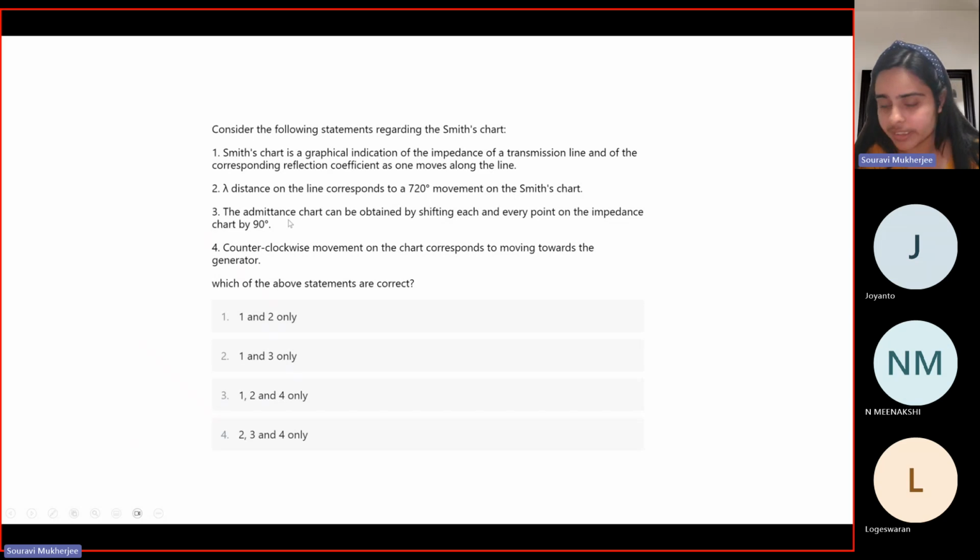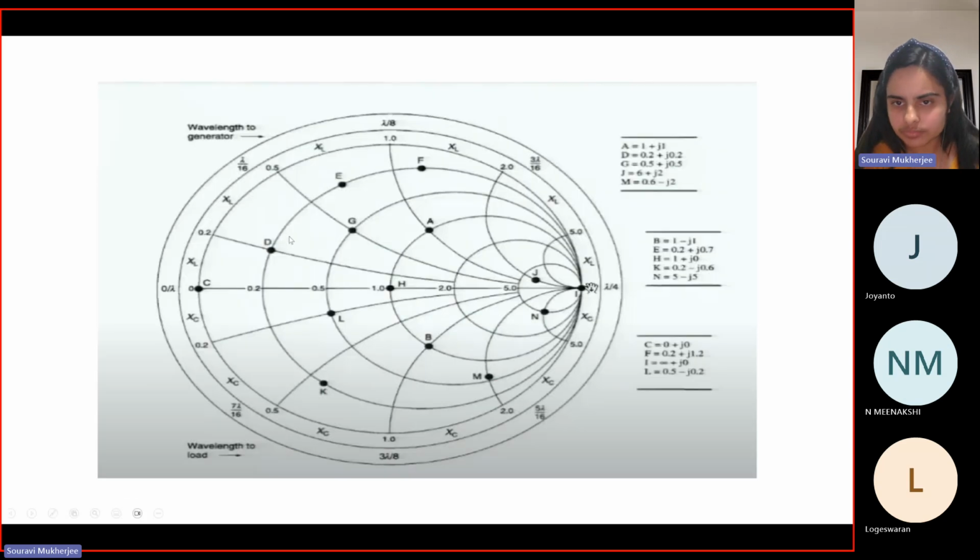Now, what is the third point telling us? The third point is telling us that the admittance chart can be obtained by shifting each and every point on the impedance chart by 90 degrees. Is this statement correct or not? Here we have to understand how we define admittance, right? It would be given as 1 by the impedance.